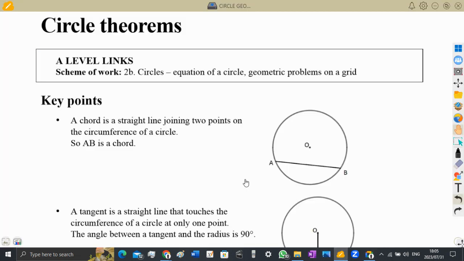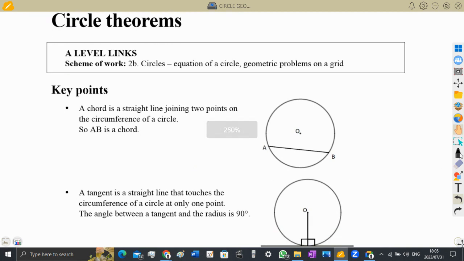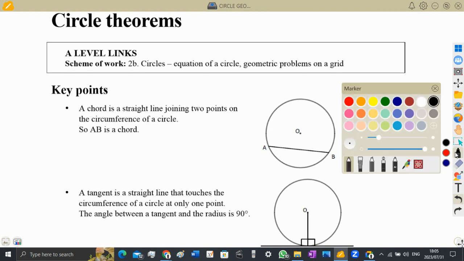So we had these theorems. I don't know if we are seeing the board. Are we seeing the board? Yes. All right. So we had our theorems. I'm just going to explain as we move.